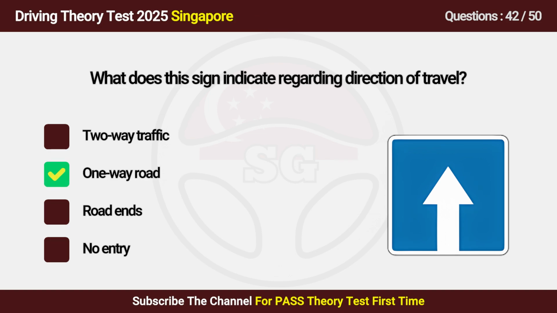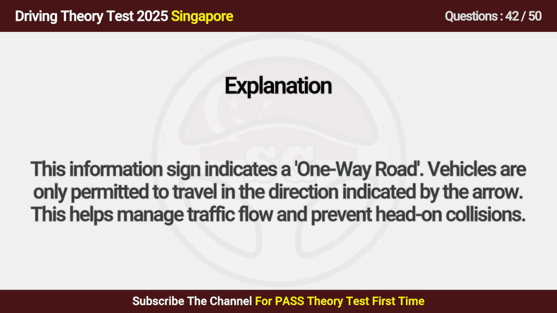Answer is B. One-way road. This information sign indicates a one-way road. Vehicles are only permitted to travel in the direction shown by the arrow. This helps manage traffic flow and prevent head-on collisions.